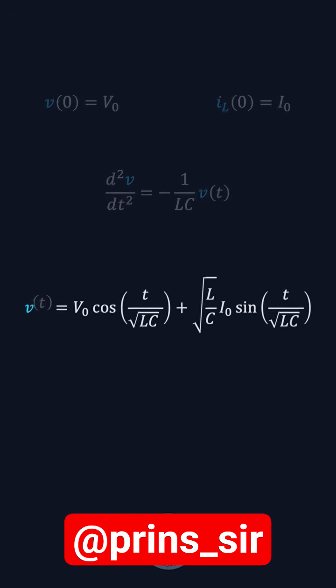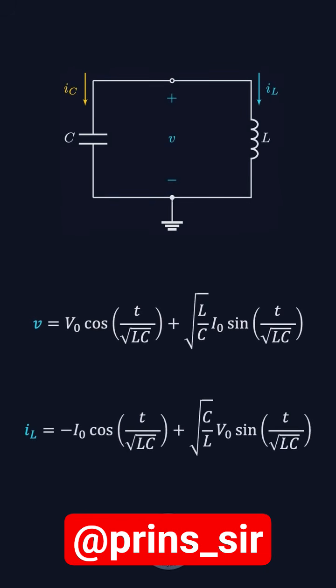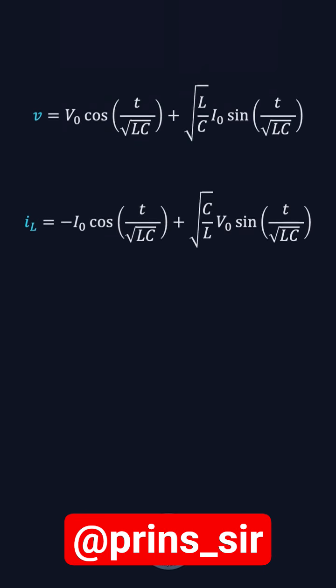So, this common voltage V in the circuit is a sinusoid, and we can show that the inductor and capacitor currents are also sinusoids. Okay, so how is this significant? Well, we can find the energy stored in the capacitor and inductor as functions of time. For the capacitor, this is half C times the square of the voltage. For the inductor, this is half L times the square of the current.